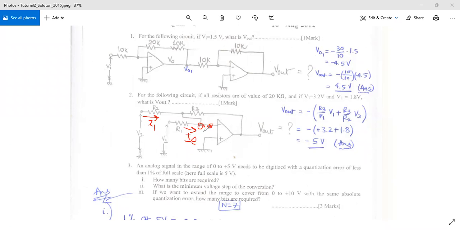You can read this as there's no current flowing into the op amp, but rather all the current that you have goes over here. That is your I3 total, okay?